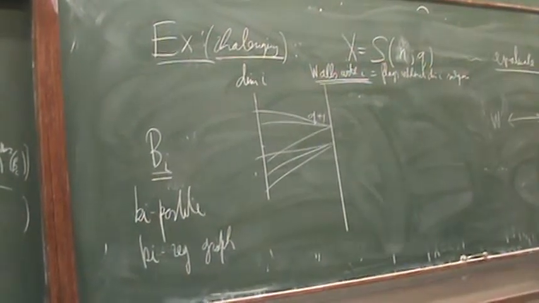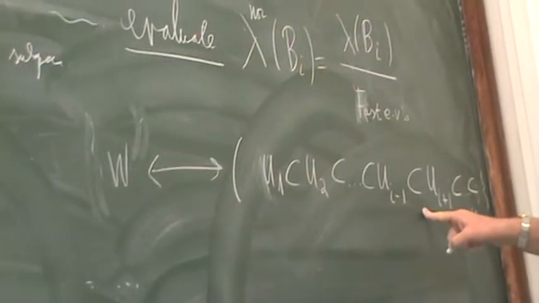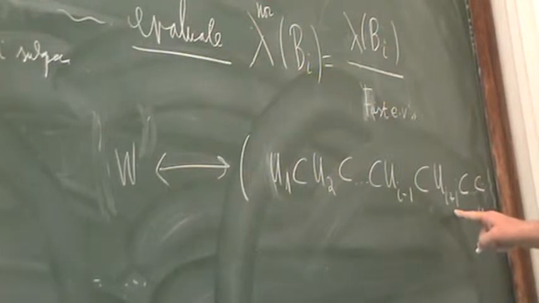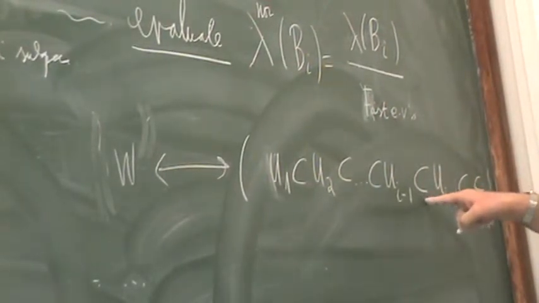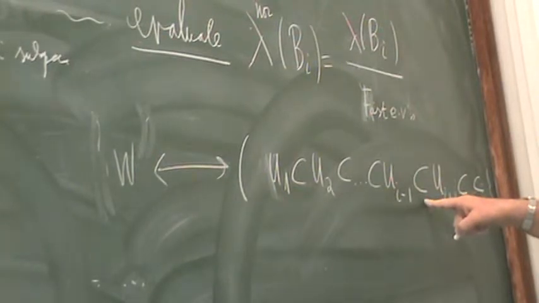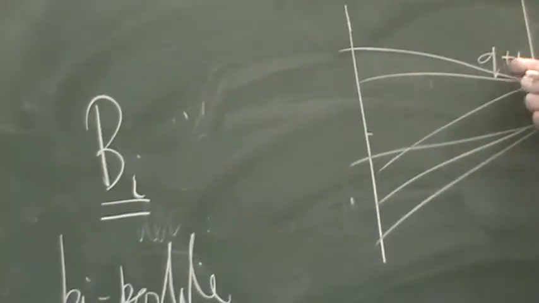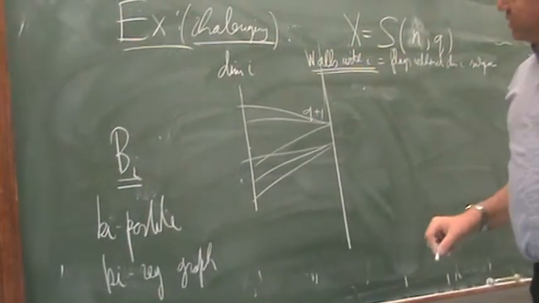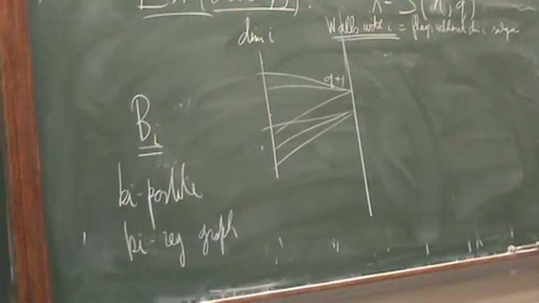Because if I have a flag like that, which is almost complete except for dimension I, but U_{i-1} and U_{i+1} are already fixed, the number of ways to complete it inside here is exactly q plus 1. So the degree on this side is going to be q plus 1. The number of walls can be computed. I mean, it's an exercise.